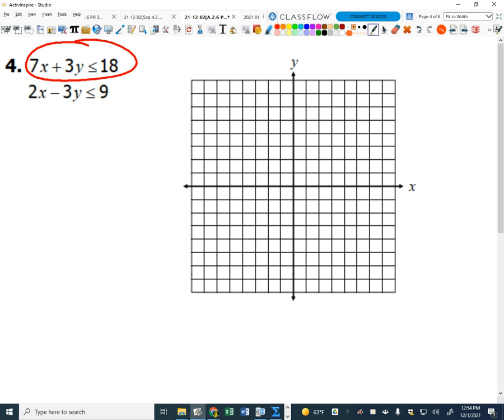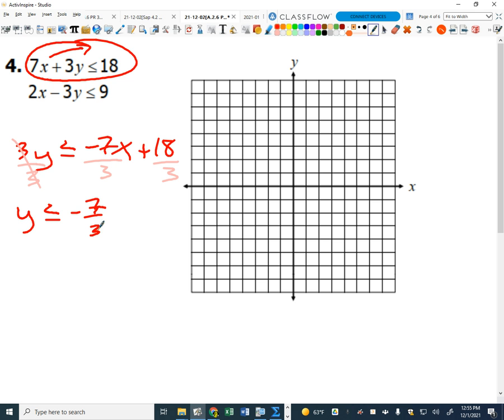To get that one in slope-intercept form, what do I have to do? Okay, good. Subtract the 7x to the other side. We're going to move this guy over, and that's going to give us 3y is less than or equal to negative 7x plus 18, and then I'm going to divide by 3. Good. So we end up with y is less than or equal to negative 7/3 x plus 6. Everybody agree? Okay?